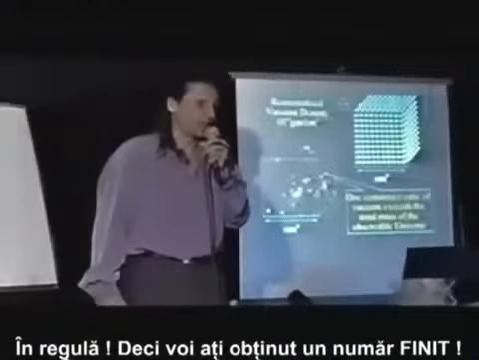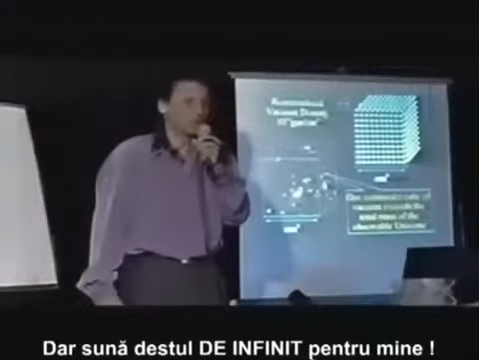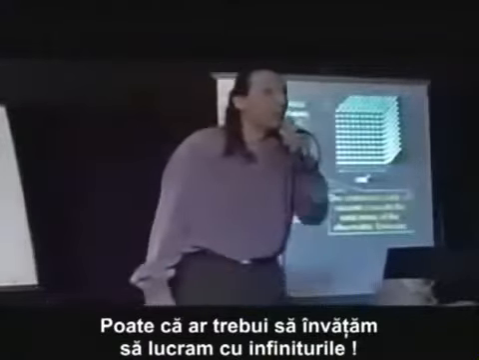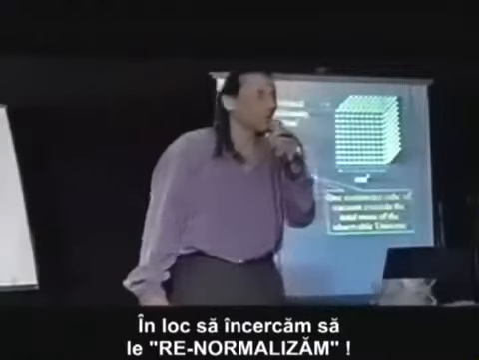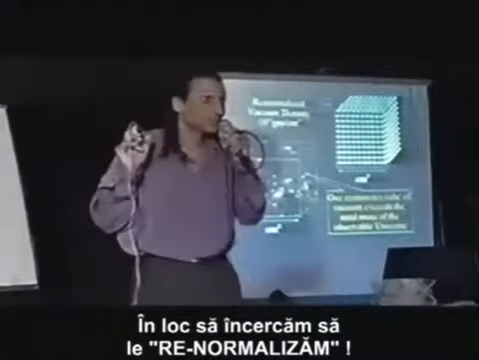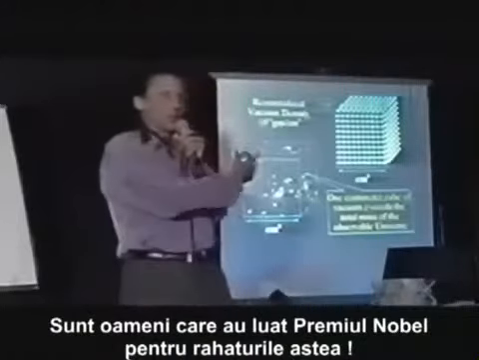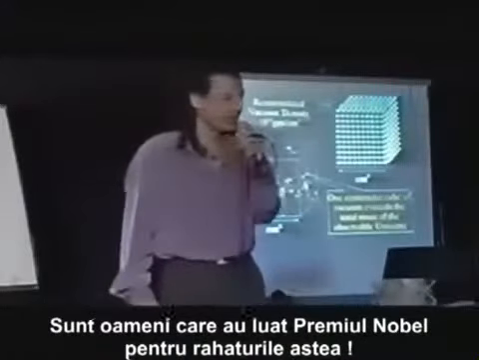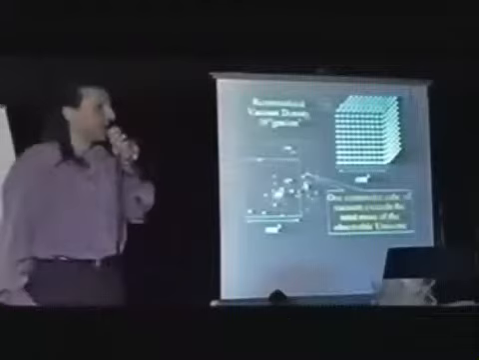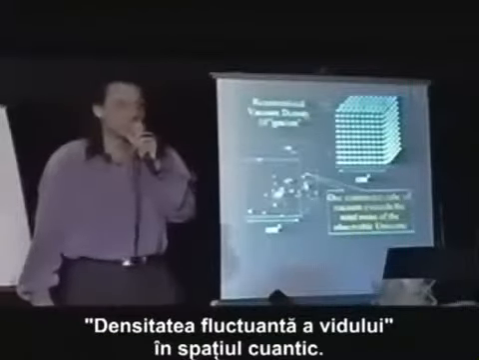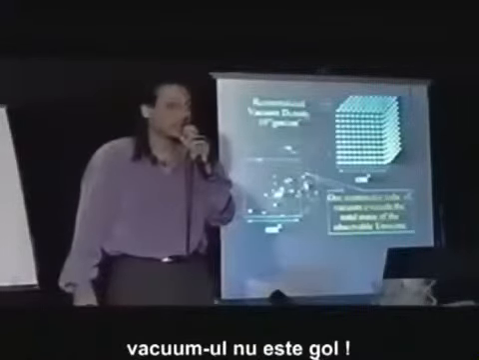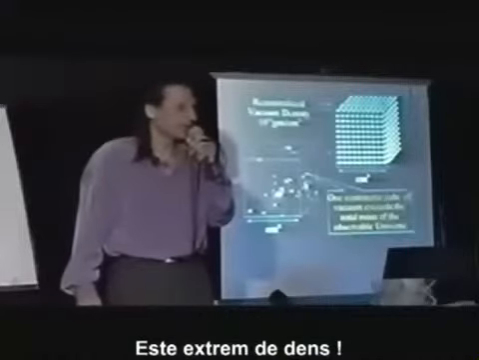Okay, so you guys got a finite number. It sounds pretty infinite to me. Maybe we should learn to deal with infinities instead of trying to renormalize them. Because, you know, people got Nobel Prizes for this. So 10 to the 94 grams per centimeter cube is actually what's called the vacuum fluctuation density in quantum space. Meaning that the vacuum is not empty. It's extremely dense.